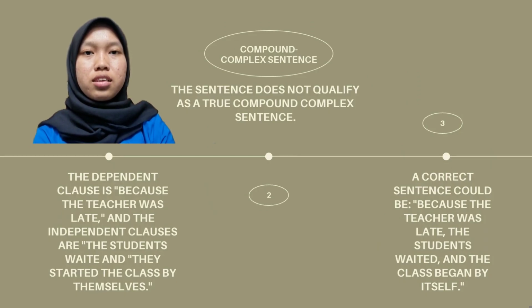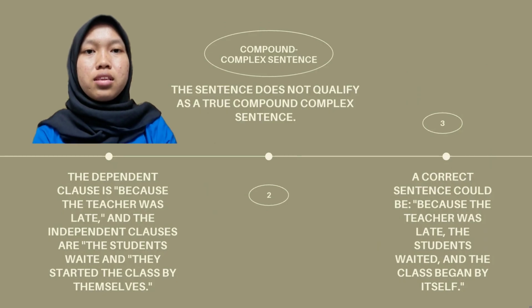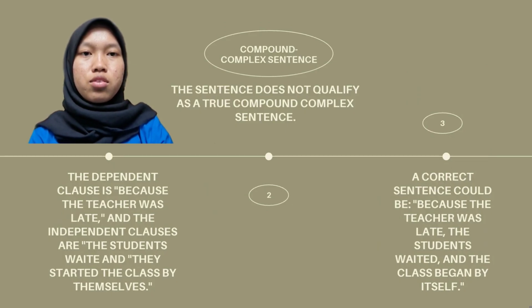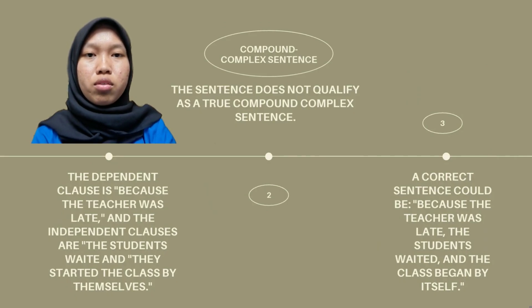From the study case compound complex sentence, identify clauses. The dependent clause is because the teacher was late, and the independent clauses are the student waited and they started the class by themselves. Explain the sentence type. The sentence does not qualify as a true compound complex sentence.